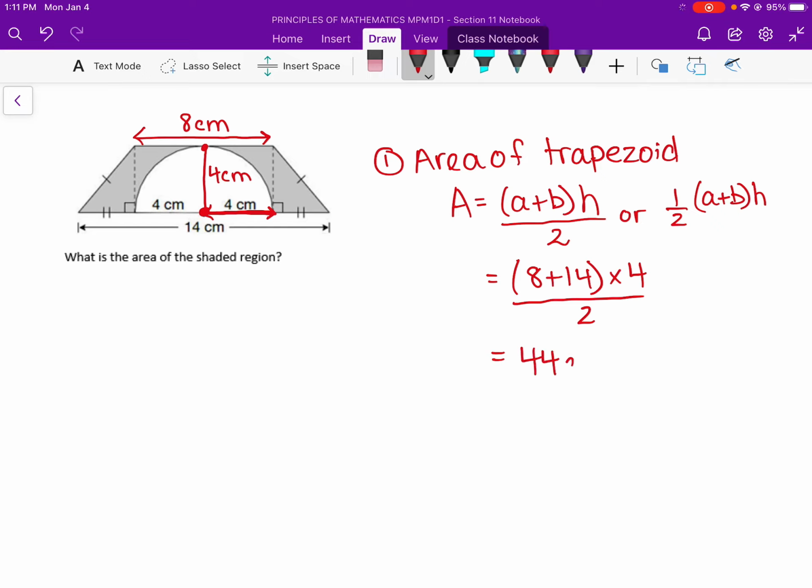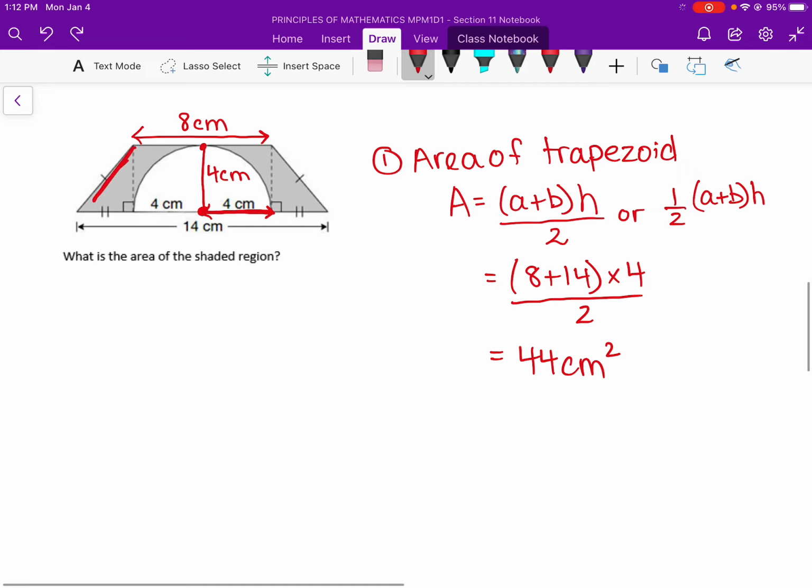I got 44 centimeters squared. So that would be the area of the whole trapezoid, like this whole thing would be equal to 44 centimeters squared. But we just want to know the shaded area. We just want to know, like, what's the area of this part? So we'd have to take out the circle. So let's do the second step. Let's find the area of the semicircle.